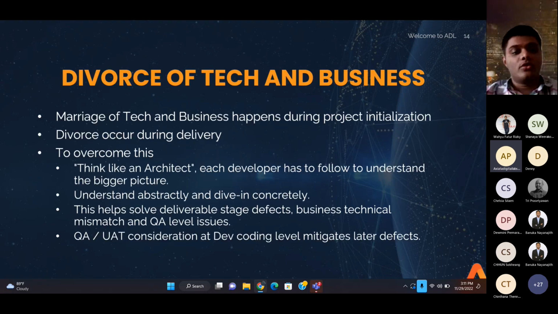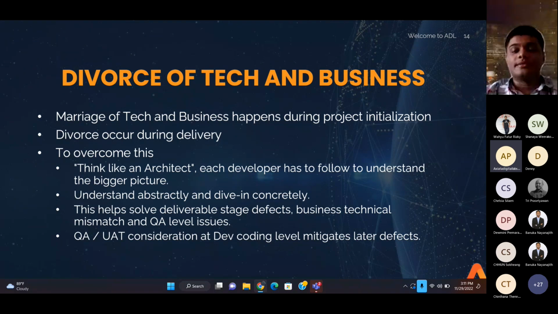And the divorce of tech and business. This is some of the most critical part which we see in today's era, where the marriage of tech and business happens during project initialization, where the business and tech provide a clear output and show this can be achieved. But divorce occurs during delivery.